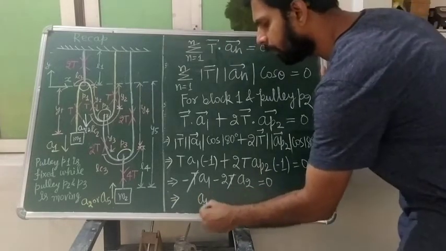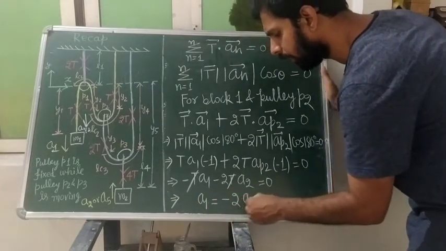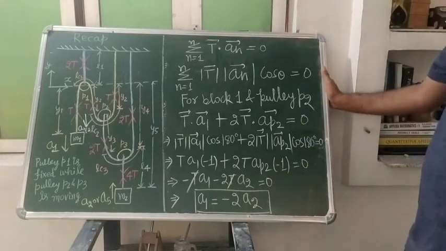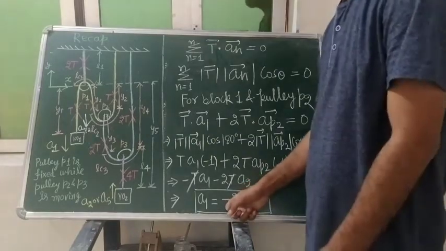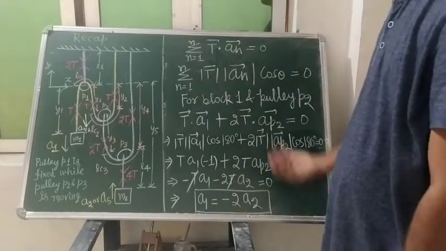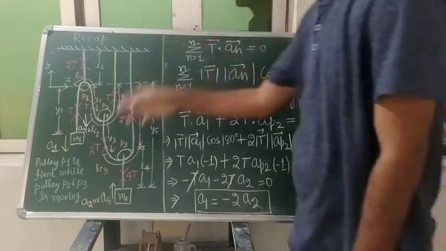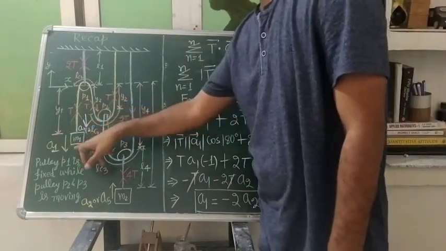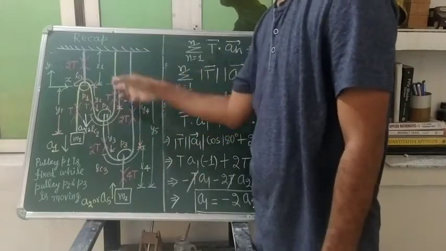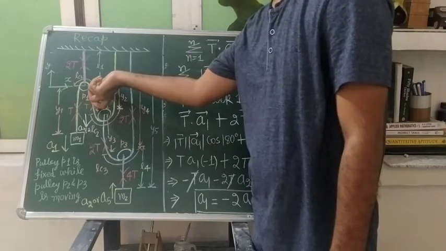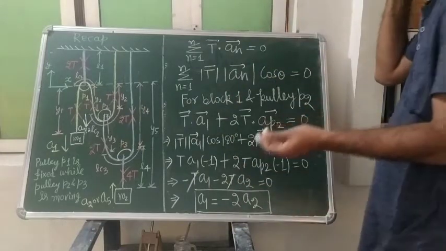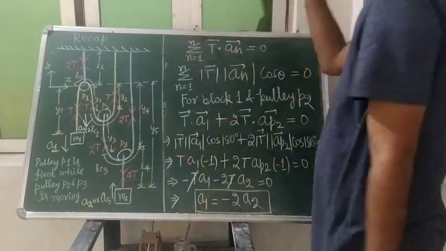Our A1 will be minus twice of AP2. A1 will be minus twice of AP2. The minus sign represents that they are in opposite directions. Of course, we are getting the same expression we saw in the traditional method, the relation between A1, the acceleration of block M1, and pulley P2, or string Y2, because it is attached to P2. Whatever the acceleration and velocity of this string, the same will be the acceleration and velocity of this pulley. They will be in opposite directions.